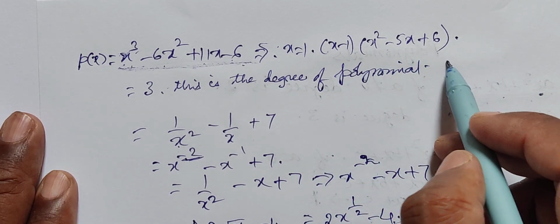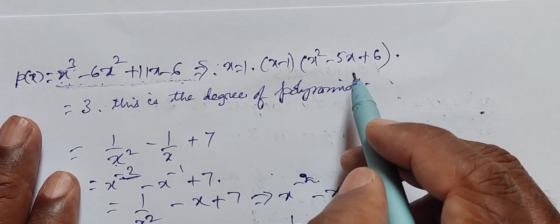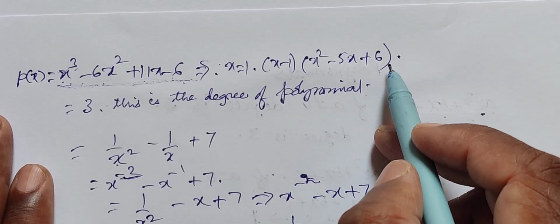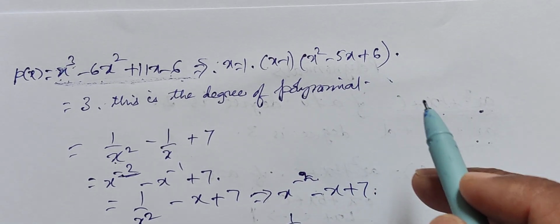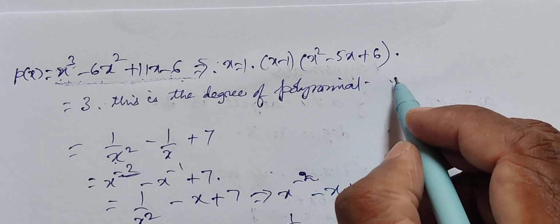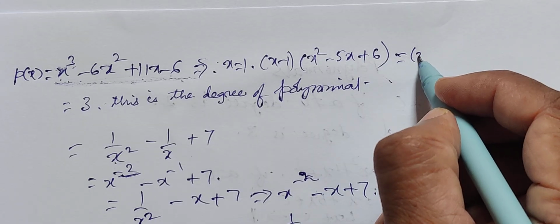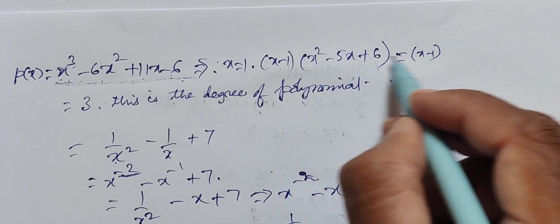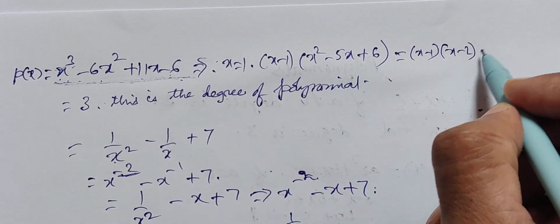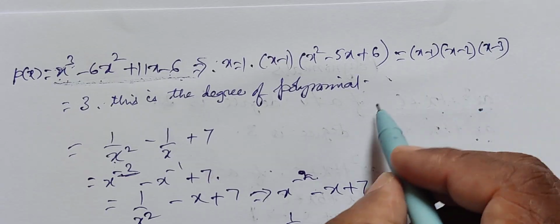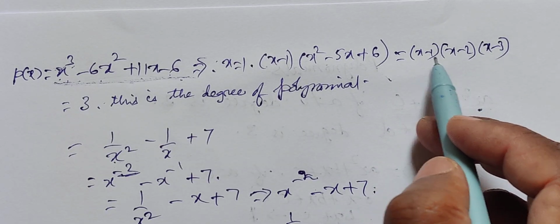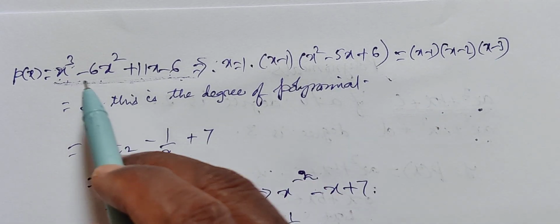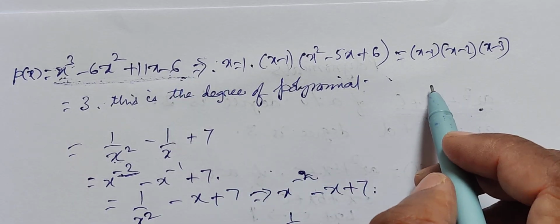For x square minus 5x plus 6, I can clearly see x minus 2 and x minus 3 are factors. That means x minus 1 into this, I can factorize as x minus 2 and x minus 3. That means at x is equal to 1, or x is equal to 2, or x is equal to 3, this particular polynomial value becomes 0.